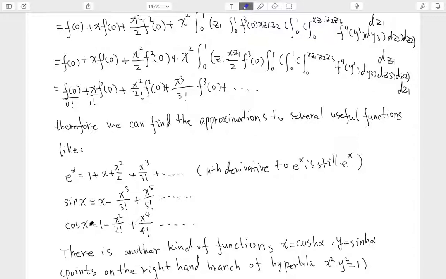Exactly the same procedure goes to cosine x, except the starting point changes: f0 is the first term of cosine x.